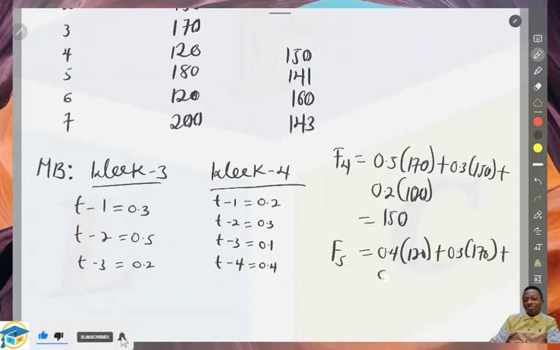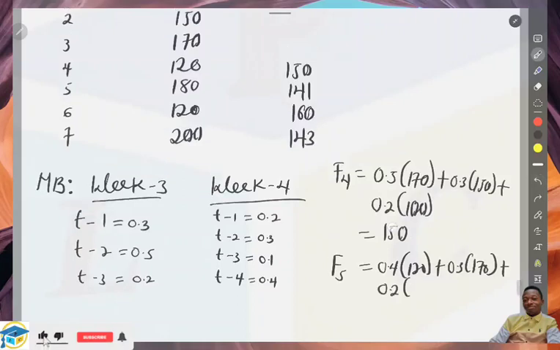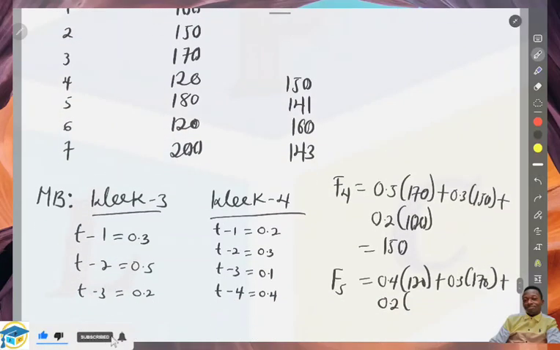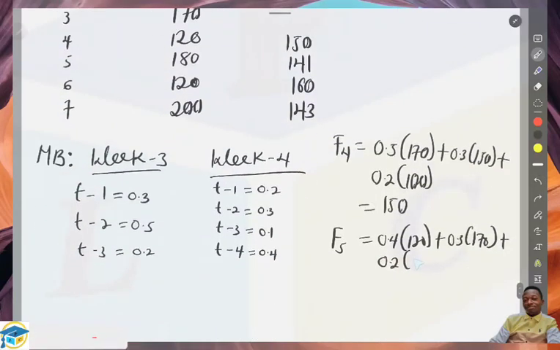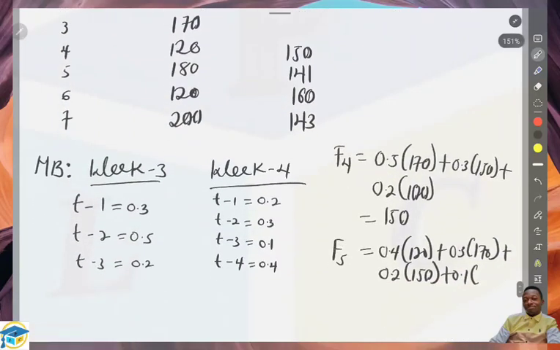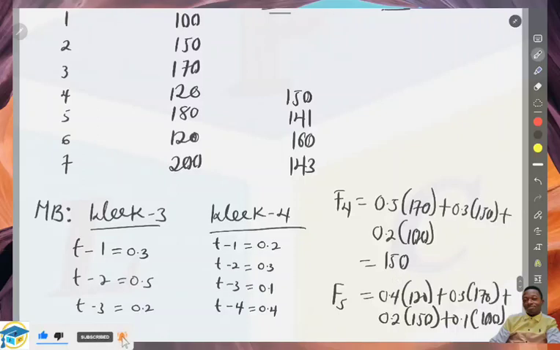Plus 0.2 multiplying 150. And lastly, 0.1 will multiply 100. So when you multiply and sum them up, for week 5 using a 4-week moving average, you should be able to get 139.